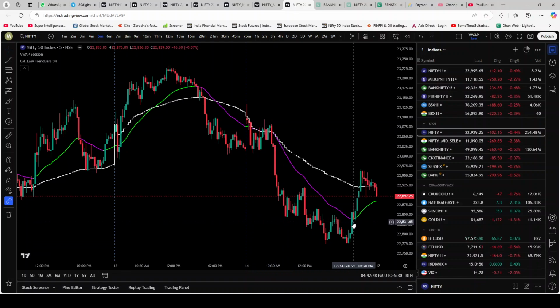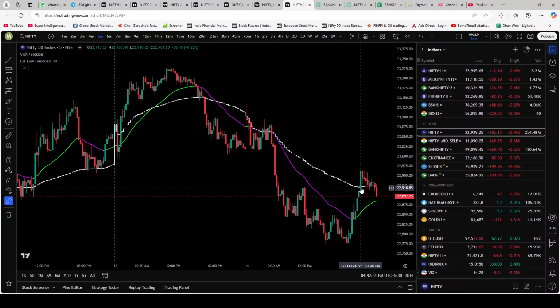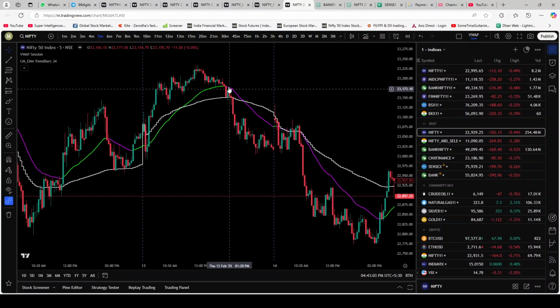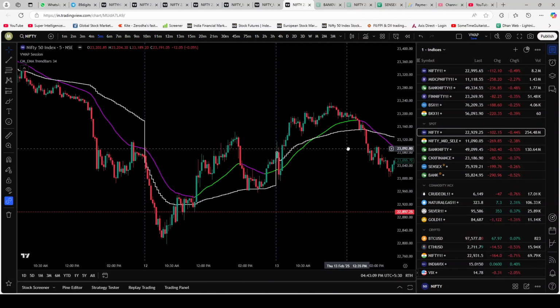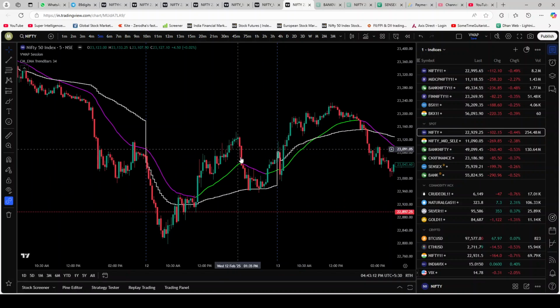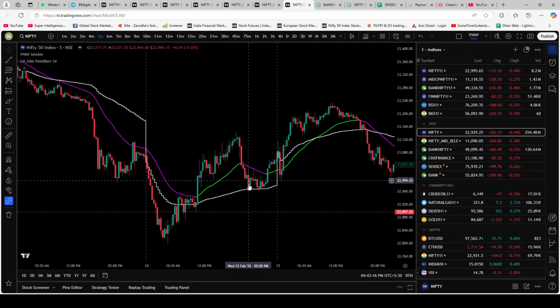Here it has gone above the EMA 34 and it's trying to cross VWAP, but all this is happening after 2:30 p.m., and members or subscribers to my channel know that I generally advise people not to trade after 2:30 p.m. All right. Here you see the moving average turns from green to purple and then it goes below VWAP. Perfect shorting opportunity.